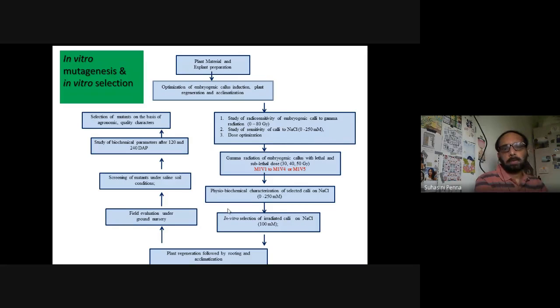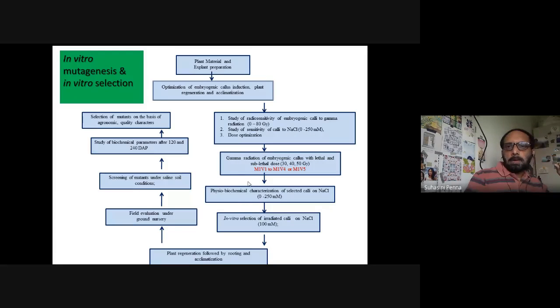This is the entire scheme. Whatever I talked to you in the previous one or two slides, this is an extension of it. Like for example, as I told you, optimization of embryogenic callus induction, plant regeneration, and acclimatization, which are very important to have a high frequency regeneration system. Then this is another most important for the mutagenesis experiment. Study of radiosensitivity of embryogenic callus or in vitro culture. You need to study this, establish a particular dose, which we call LD50, lethal dose 50. The same thing for any other selection agent like sodium chloride or PEG for drought.